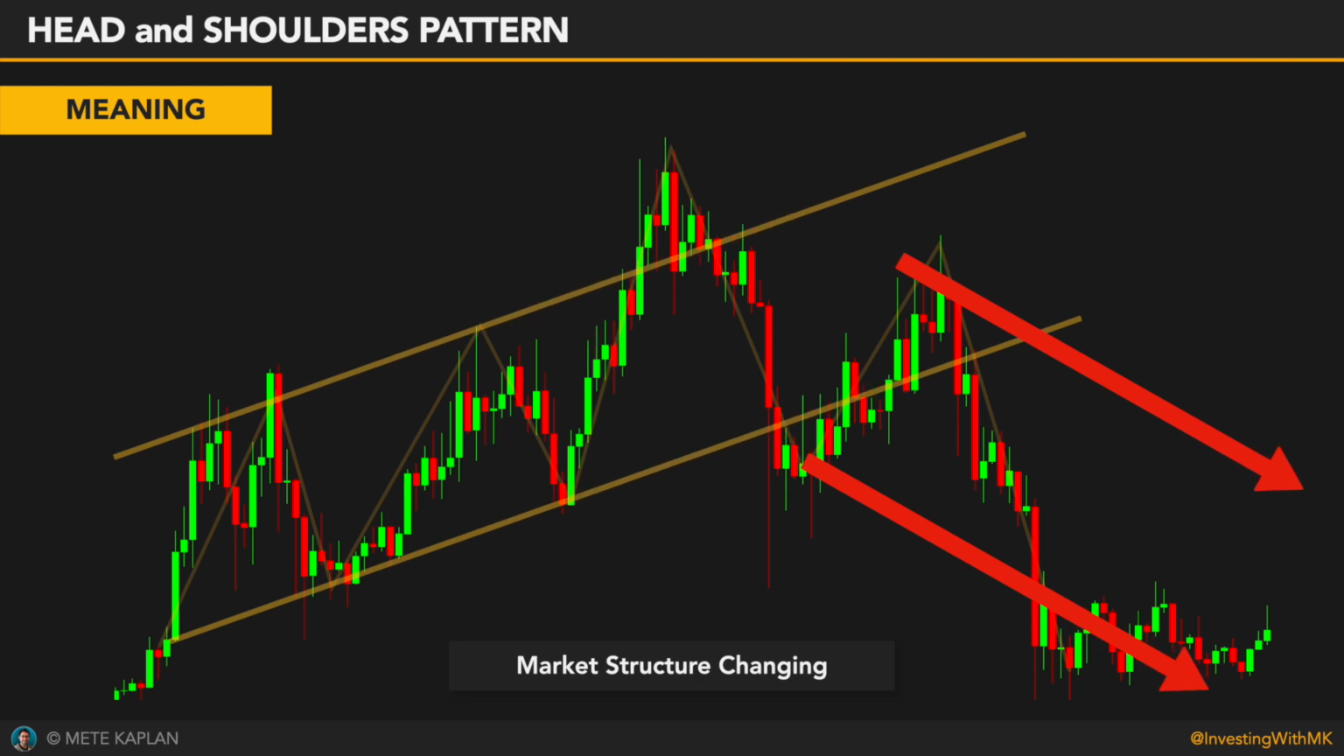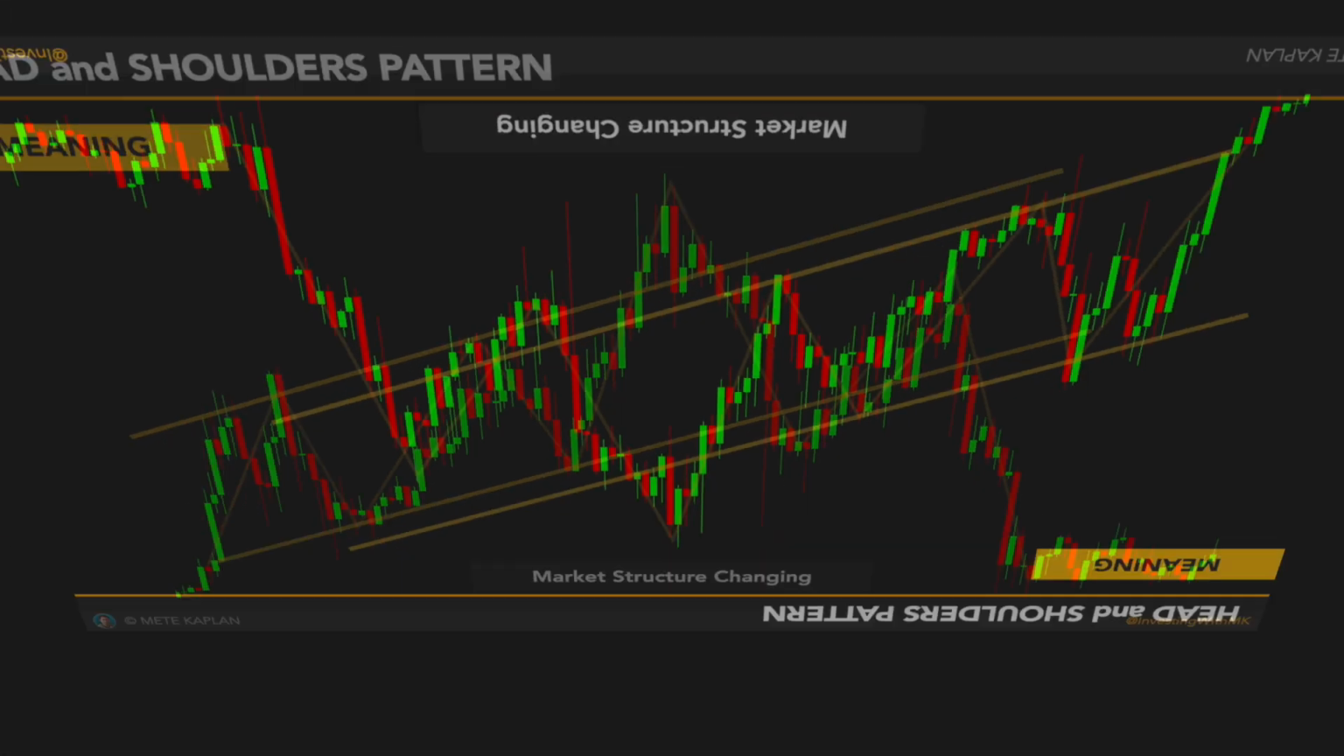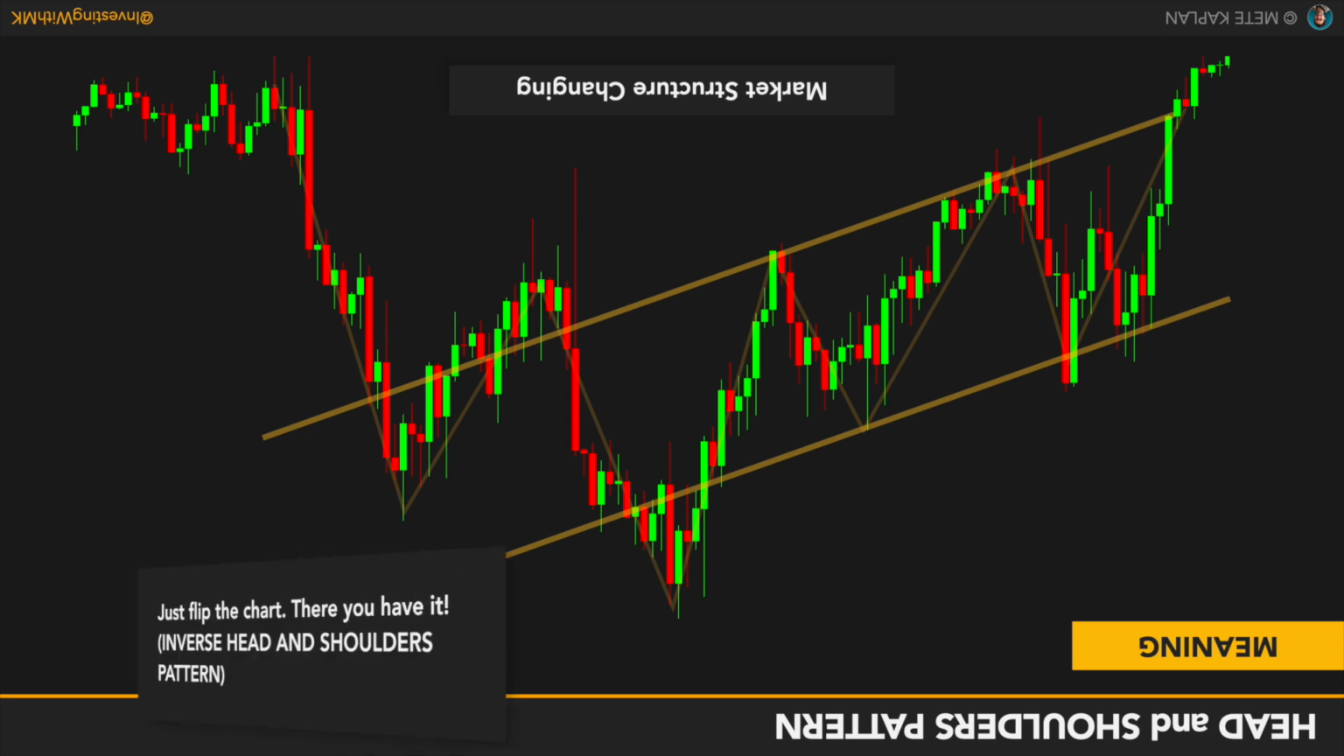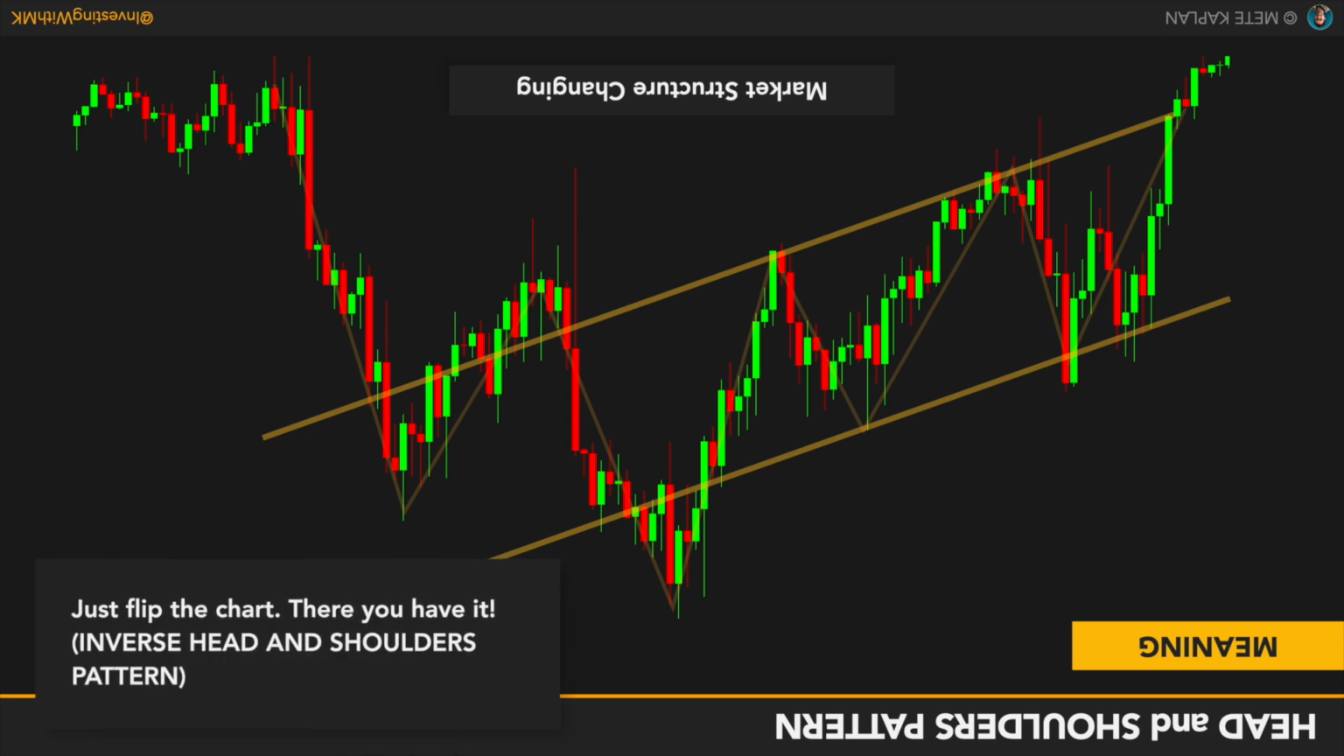If you flip everything, you have the inverse head and shoulders pattern. This time, sellers get exhausted and buyers step in to push the price up. You have to always keep watching these swings.